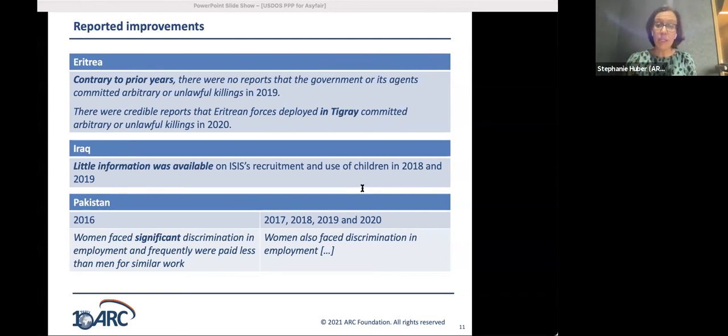In the 2020 report, interestingly, they do mention arbitrary and unlawful killings, but only in relation to the region of Tigray in Ethiopia. And again, we found COI documenting that arbitrary and extrajudicial killings in Eritrea were much more widespread than just in Tigray throughout 2020.